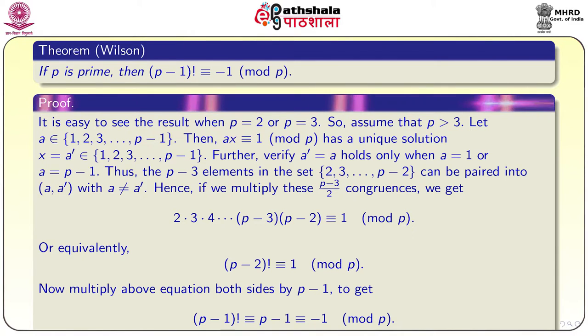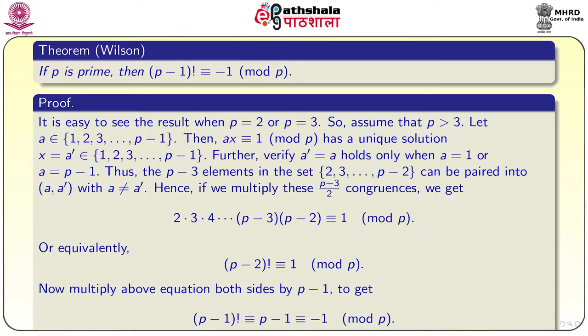It is easy to see that the result is true when p is equal to 2 or p is equal to 3. When p is equal to 2, that is (2 minus 1) factorial, that is 1 factorial, that is 1, which is congruent to minus 1 mod 2. When p equals 3, that is (3 minus 1) factorial, that is 2 factorial, that is equal to 2, and 2 is congruent to minus 1 mod 3, that is also true. So, these two cases are easy to check.